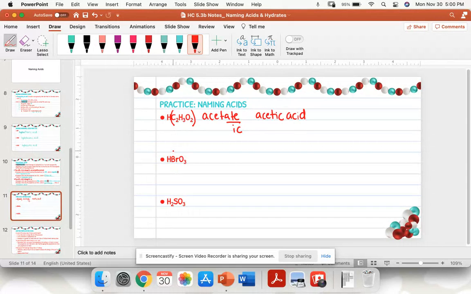All right, next one, we're going to put the polyatomic in parentheses so we can separate it. It's an acid because it starts with H. Then we need to find BrO3 on the polyatomic ion sheet, and it is bromate. So ATE, I ate something icky, ATIC, and this is bromic acid.